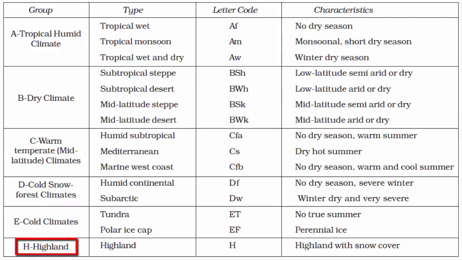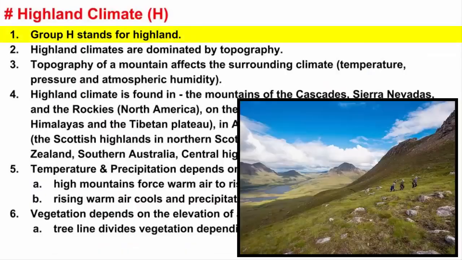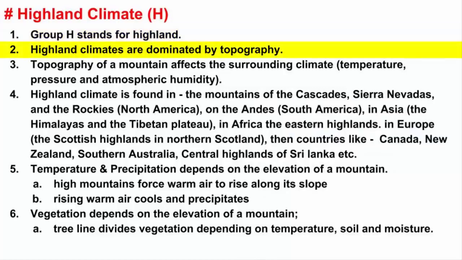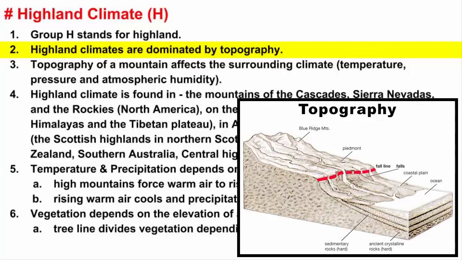In this video, we will learn about Group H of Koppen climatic classification. Group H stands for Highland. That means it contains all highland areas. Now, one thing that you need to understand is that highland climates are dominated by topography.